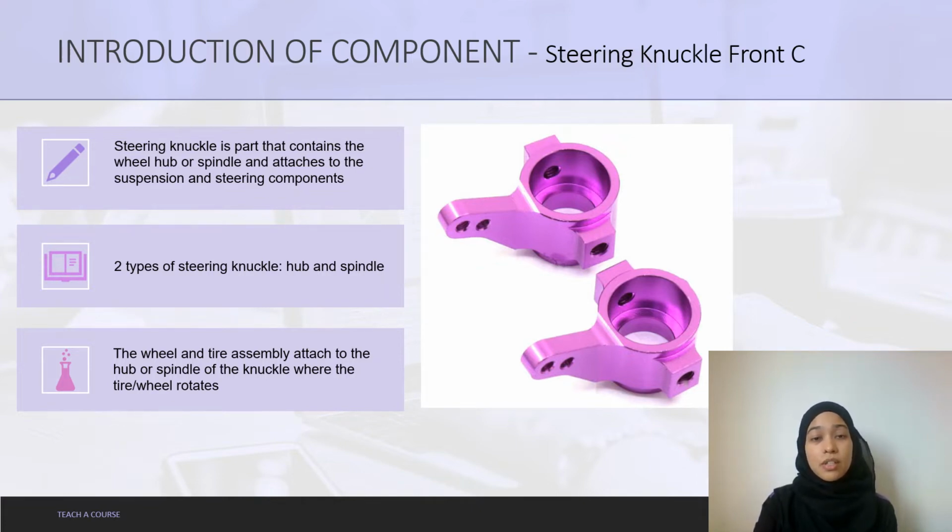The primary role of steering knuckle front C is to transform the linear motion of the tie rod into angular motion of the stop axle. The qualities of a steering knuckle are required in the automobile industry to be as strong, rigid, and light as possible.